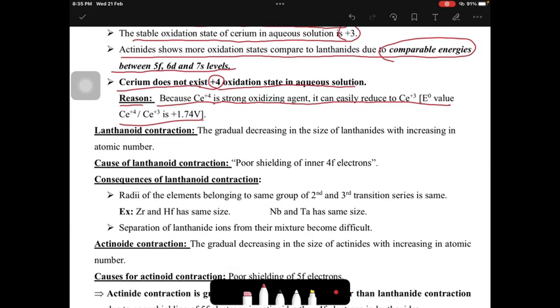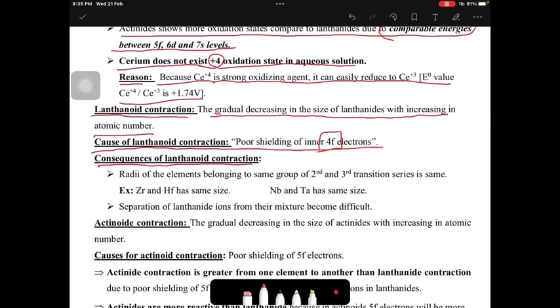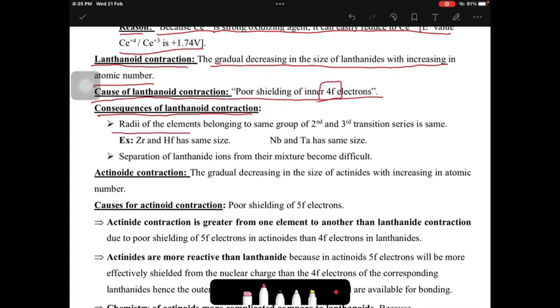Next, lanthanide contraction. The gradual decrease in size of lanthanides with increasing atomic number. Cause of lanthanide contraction: poor shielding of inner 4f electrons. Consequences of lanthanide contraction: radii of the elements belonging to the same group of second and third transition series are the same. Example, zirconium and hafnium have the same size.